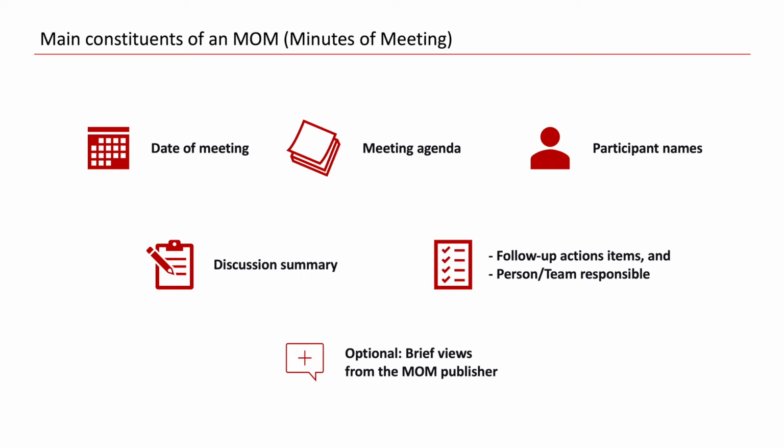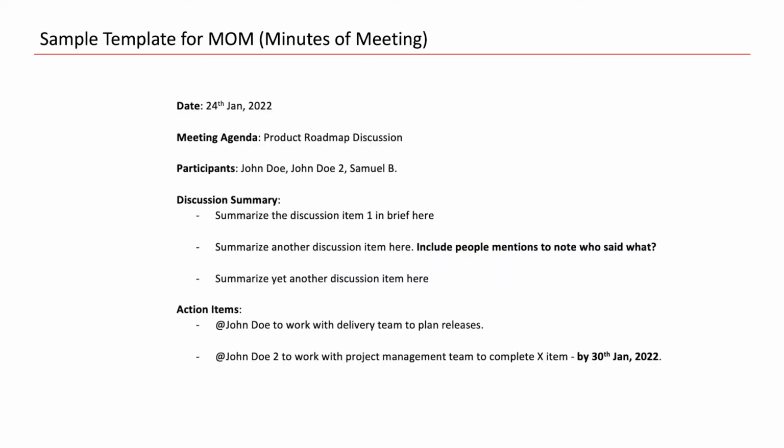Next, let's look at a sample MOM template. Here is an example of an MOM for a business meeting called for product roadmap discussion. Note how I have included all sections which we just discussed. We started with date, then added meeting agenda. After meeting agenda, we have mentioned names of various participants. I have used some dummy names to provide an example.